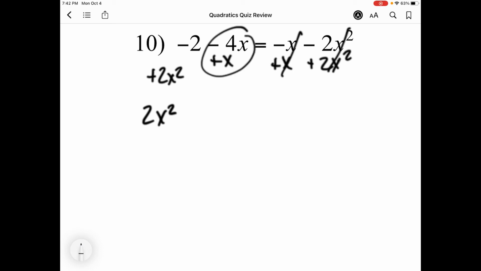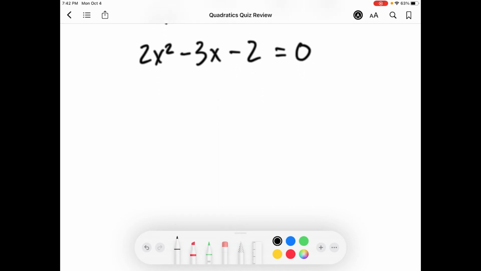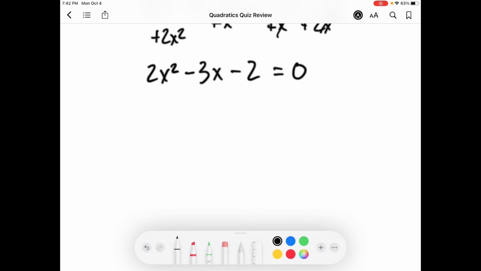I'm going to do the x next. So I have negative 4x plus x, which gives me negative 3x. And then minus 2 equals 0. Okay, so the first thing you want to do, you want to look for greatest common factor. However, here there is no greatest common factor. I can't divide 2, 3, or negative 2 by the same number. So we move on to the next step, which would be to rewrite the equation.